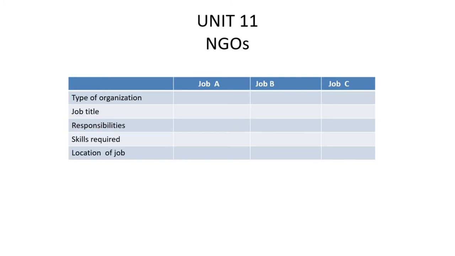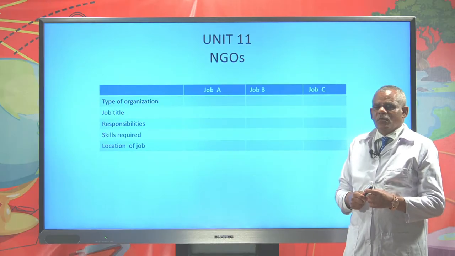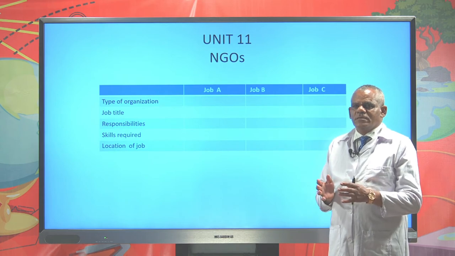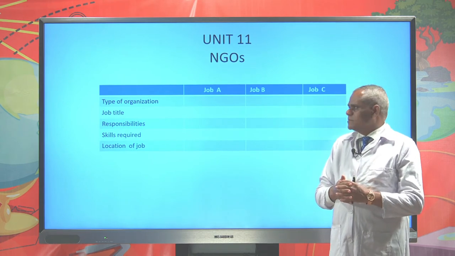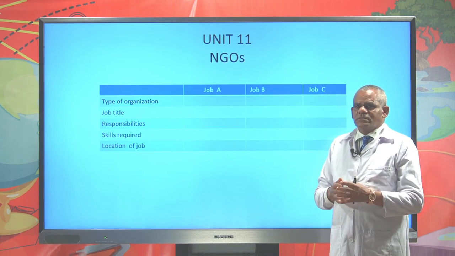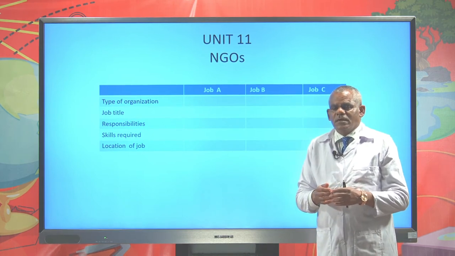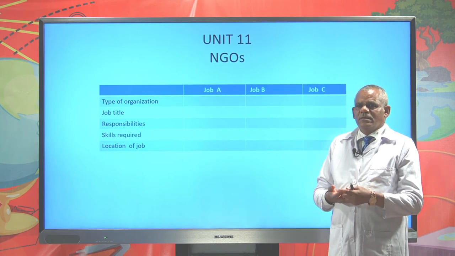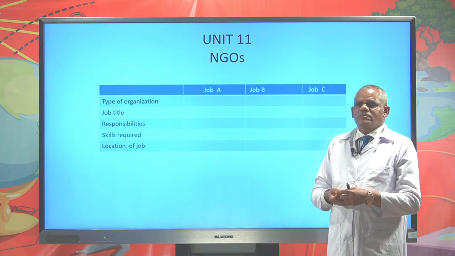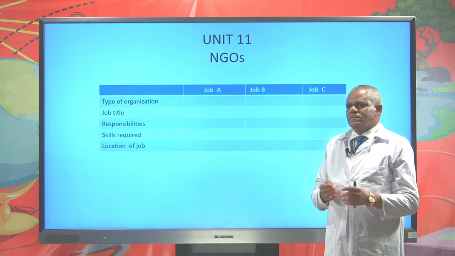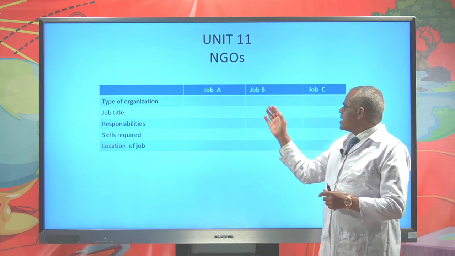The job title. What kind of person do they need? What kind of person does the organization want to employ in that position? Job title. Maybe a teacher, an accountant, a manager, a lawyer, etc. All this should be considered. Just look at all parts, job A, job B, and job C.